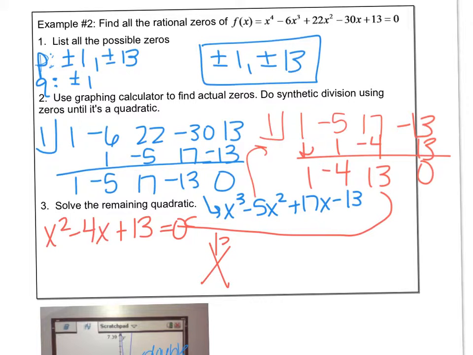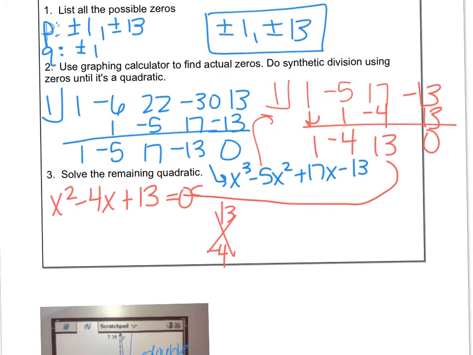Are there factors of 13 that add to negative 4? No. So then what? No. It's a quadratic. You can solve every quadratic. So this didn't work. What do you do? You do the quadratic formula. When in doubt, the quadratic formula will always work. So if you check factoring and factoring doesn't work, you can use the quadratic formula because it's a quadratic.